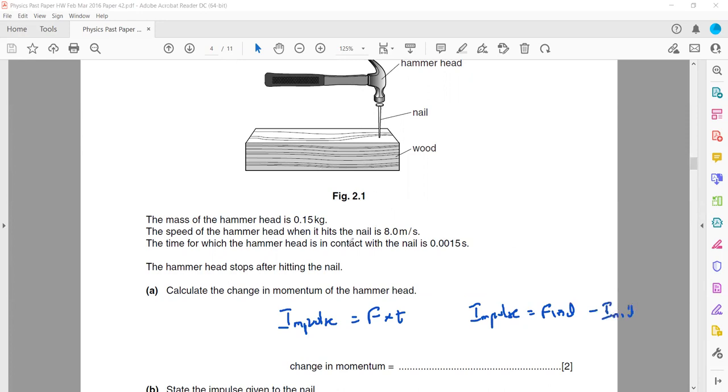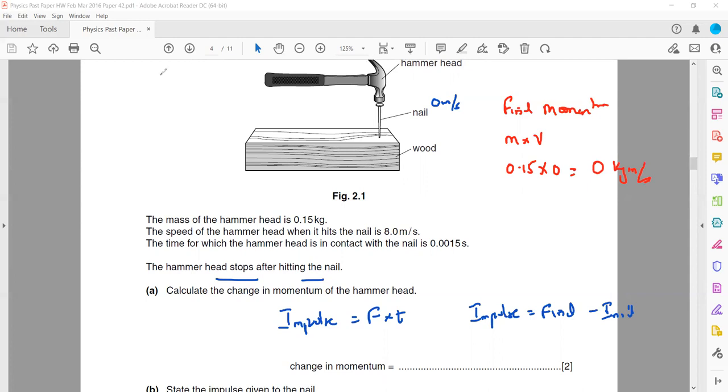So what about the final momentum? As you can see, they mention the hammerhead stopped. So when the hammerhead has hit, its speed is zero. Momentum is a product of mass and velocity. So mass is 0.15, and what about the velocity? Sorry, speed is 0 in the final state, because it stopped. So the final momentum will be 0 kilogram meter per second.